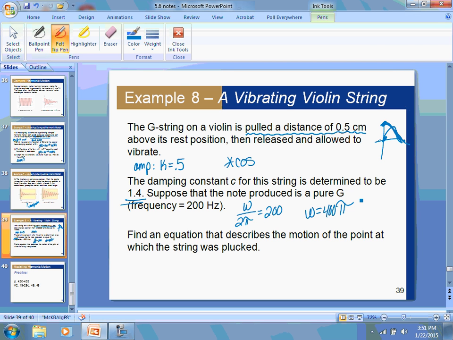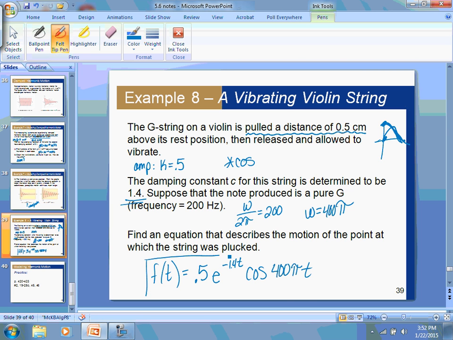Now it says find an equation that describes the motion at the point at which the string was plucked. So we know we're going to use the cosine function. Let's just call it f of t, a function of time. Our amplitude is 0.5, and then we have e, and then our constant, negative 1.4, and we need our t there as well. We said it's going to be a cosine function because we're starting up high. And then we have our frequency, 400 pi times t.